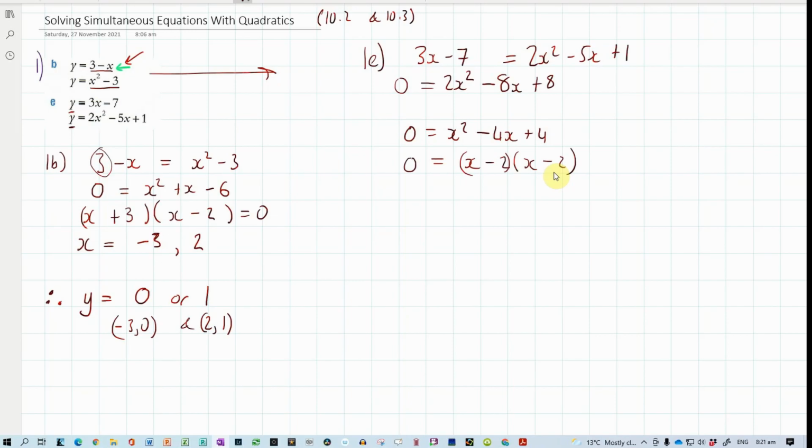And you'll notice here that the value for x is equal to 2. There's only one value, and therefore y is equal to, and we'll just chuck that into the first equation, 3x, so that's 3 times 2, 6, minus 7 is negative 1.